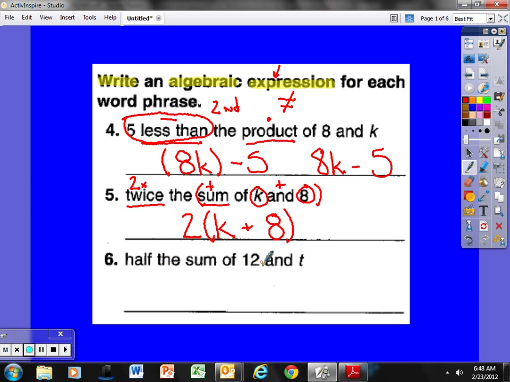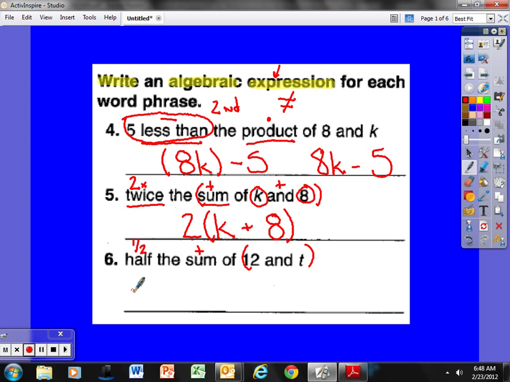Alright, number 6. Half the sum of 12 and t. Half the sum. Sum again means to add. I am adding 12 and t, so I'm going to add 12 plus t, and I'm going to get half of that.